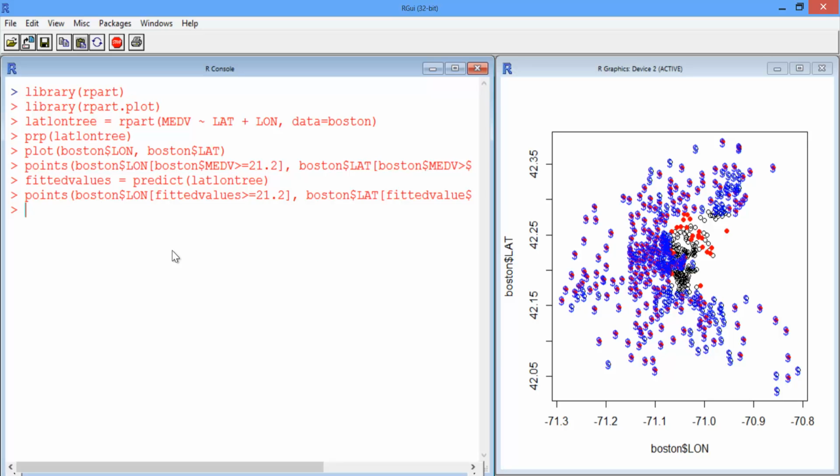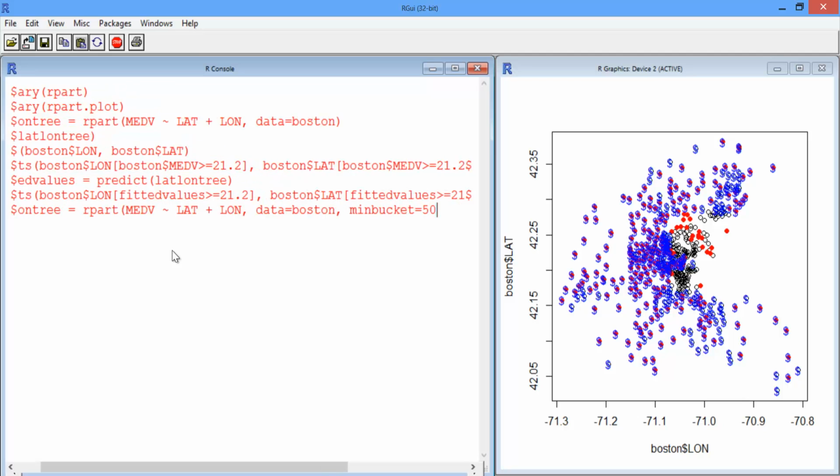So that's interesting, but the tree was very complicated, so maybe it's drastically overfitting. Can we get most of this effect with a much simpler tree? We can. We'll just change the min bucket size. So let's build a new tree using the rpart command again: medv as a function of lat and lon, for data Boston. But this time, we'll say the min bucket size must be 50.